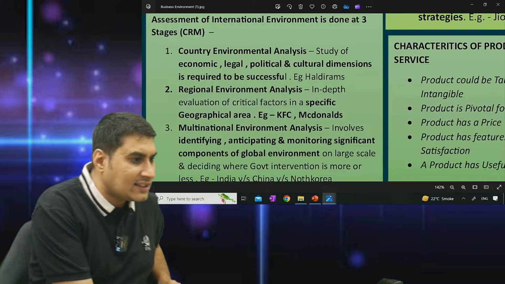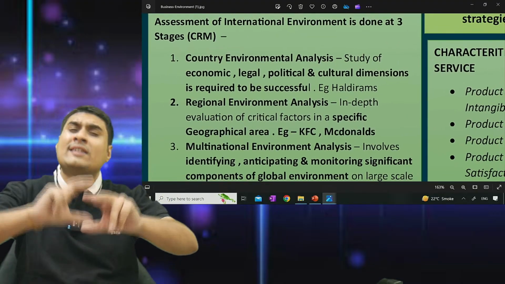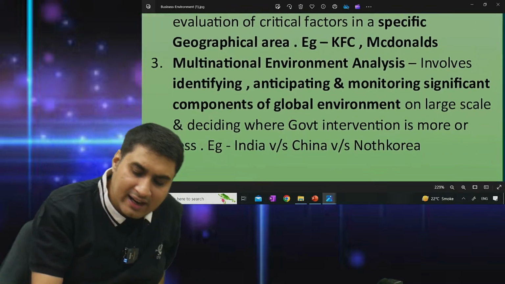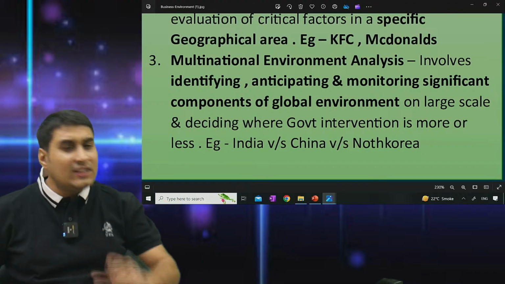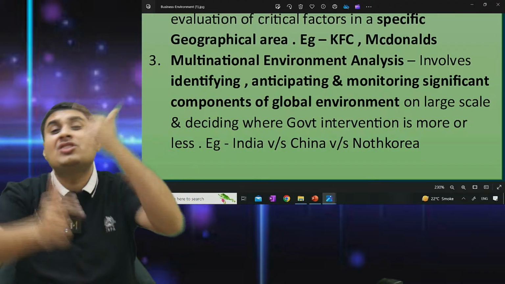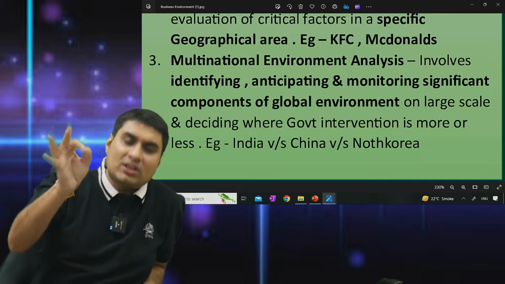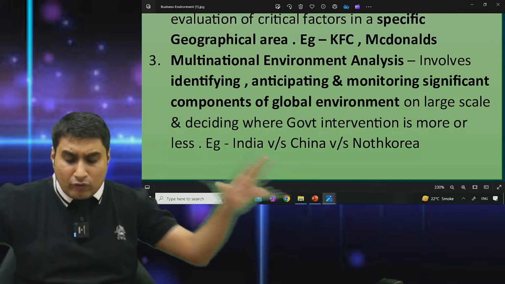Assessment of international environment. Okay, we are just ending it. Tell me, if I want to do international growth, I need to see three things. Number one, multinational environmental analysis. Multinational means all the countries. See the government intervention, population in that country, and decide which country I shall go to. Whenever I want to go international, first I will do multinational environmental analysis, anticipating significant components of the global environment.